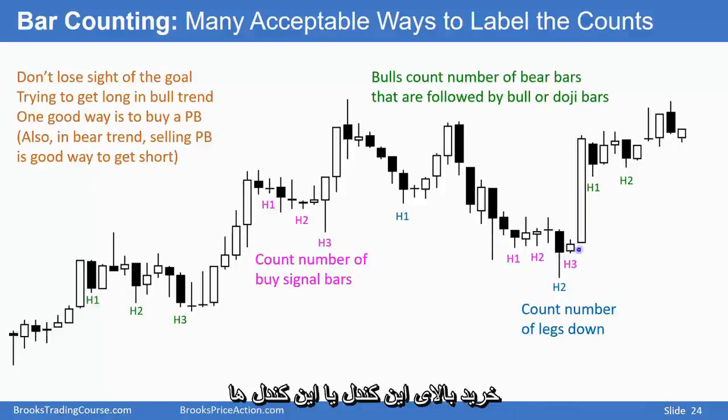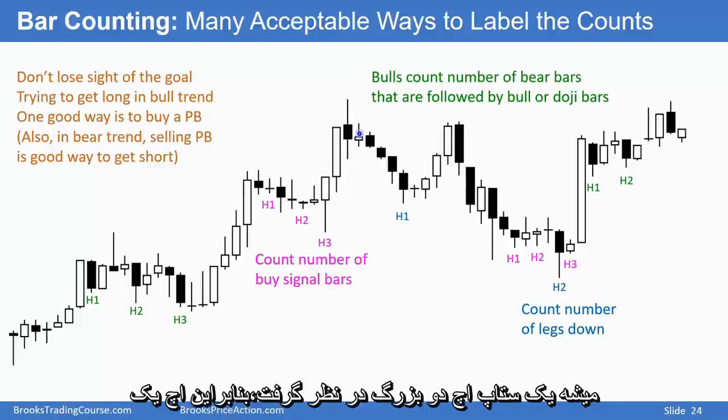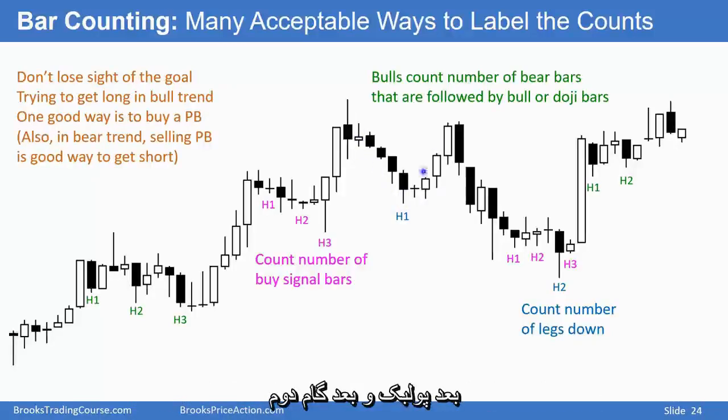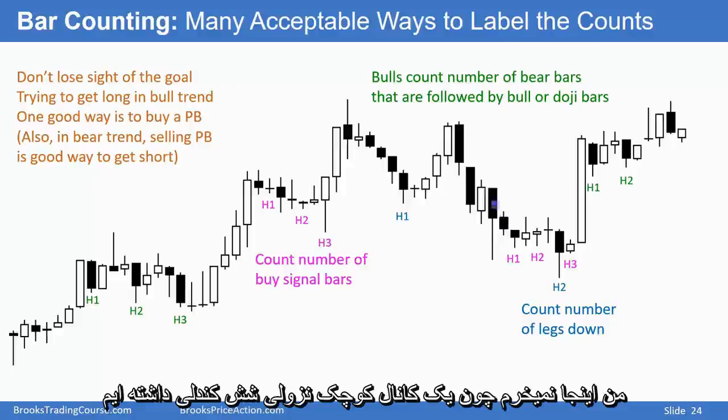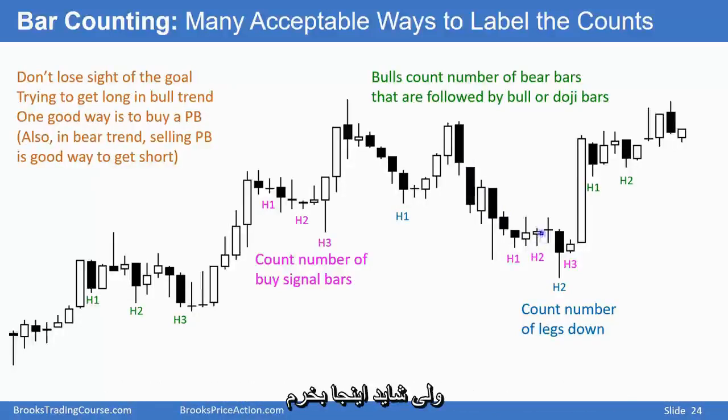Buying above this bar or above these bars, you can call it a large high 2. You can call it a big high 2 buy setup. So leg 1 pullback and then leg 2. I wouldn't buy here because it's a 6-bar bear microchannel, but maybe buy here, certainly buy above this bar.